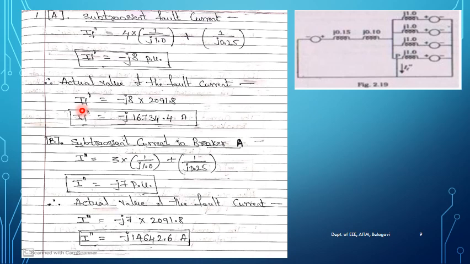So the sub transient fault current I_F double dash is equal to the per unit value of that fault current, which is minus j8, and the base current we obtained is this much. So if you simplify it further, you are going to get this much amount of the sub transient fault current.